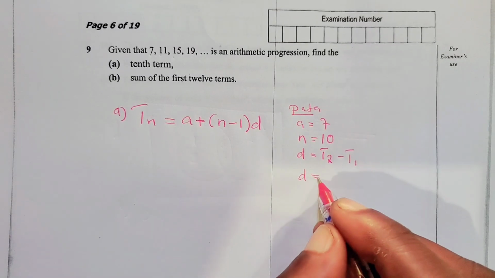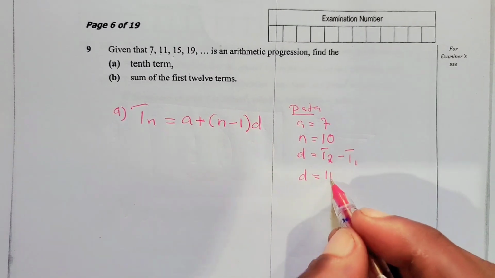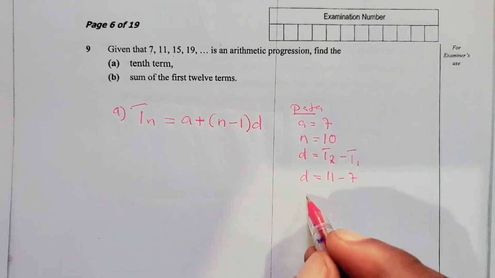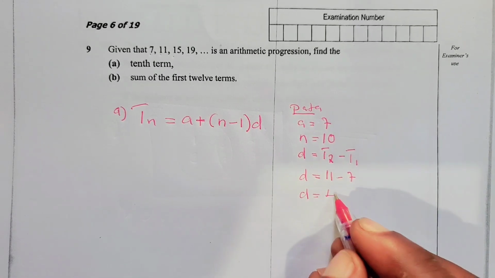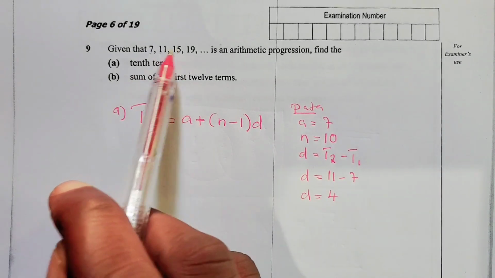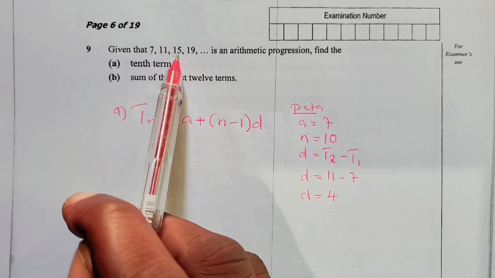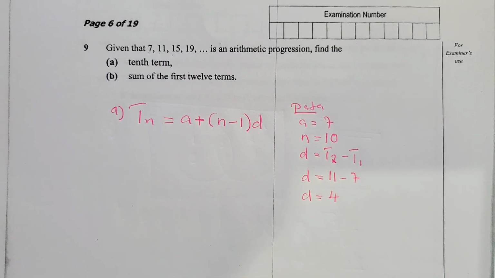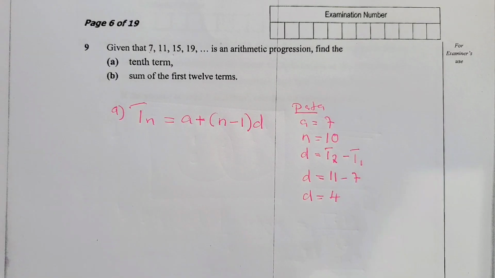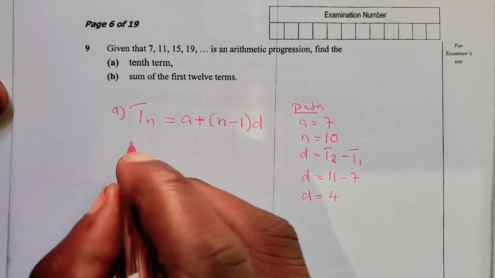Okay. So the second term is 11. 11 minus 7, if my mind serves me well here, is 4. Even when you do 15 minus 11 you should get a 4, and 19 minus 15 should get a 4. That's what it means when we say common difference. It's common. So with this data, let's substitute.